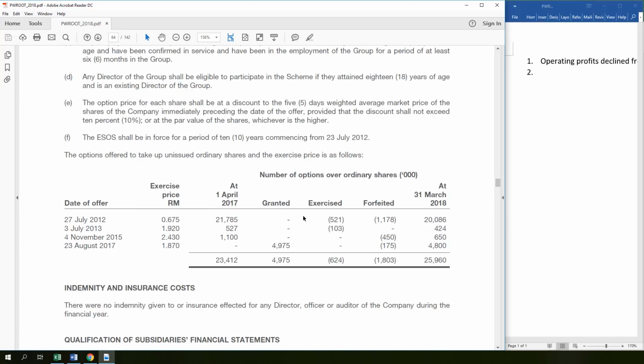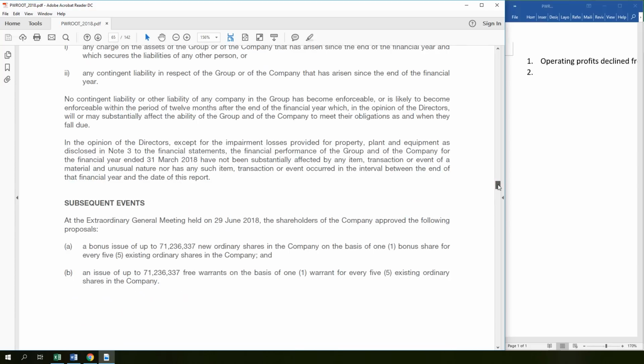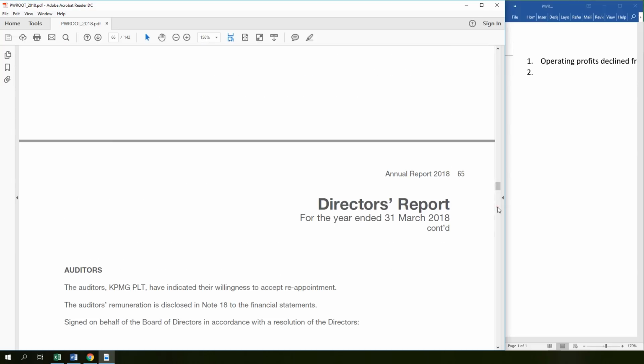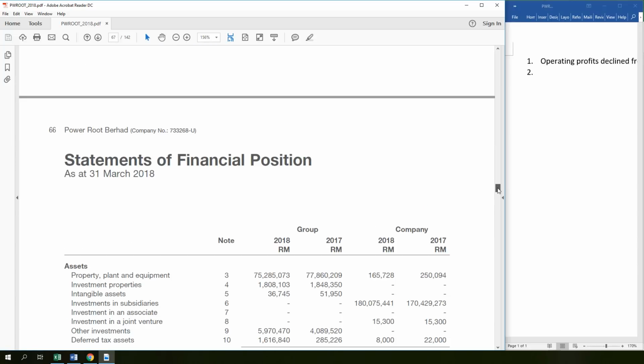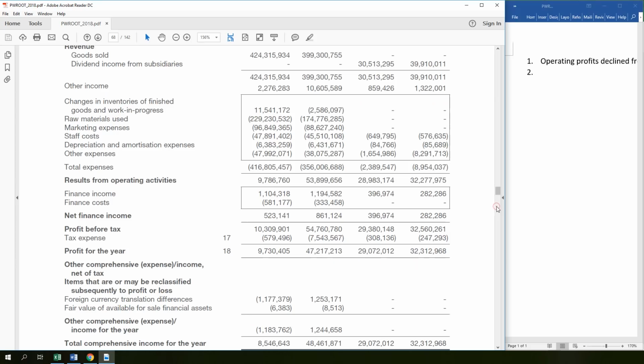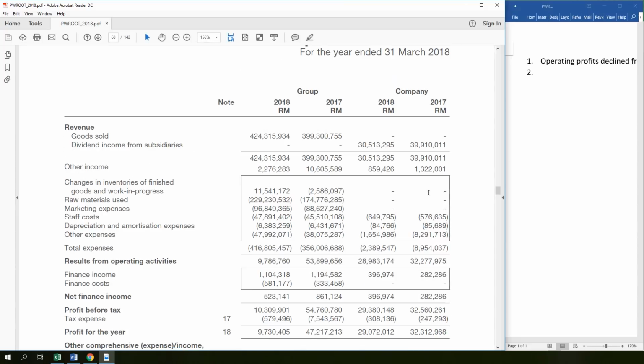Alright, they have e-source. Okay. In FY 2018, they also did a bonus issue and also free warrants. This is known. Okay, we can just skip. Okay, here is the balance sheet. But I think let's start with income statement. Alright, just now we talked about revenue.